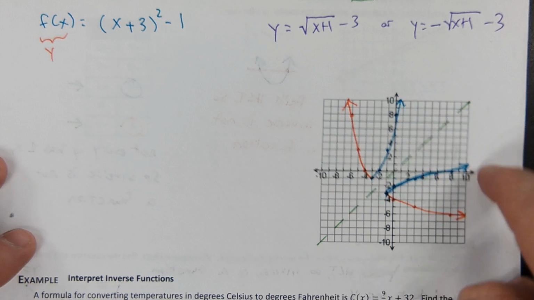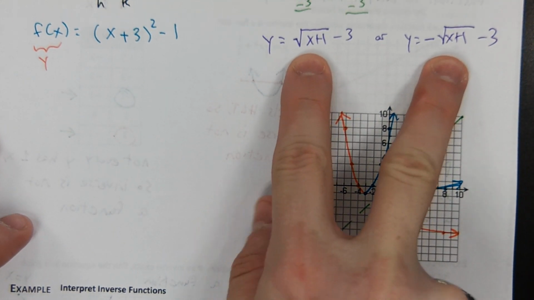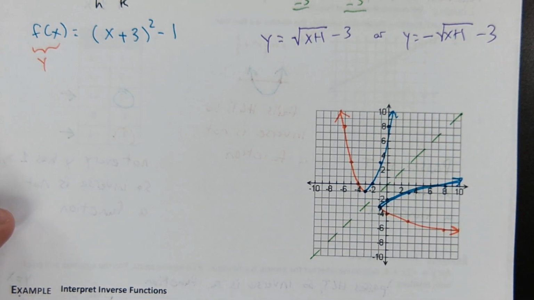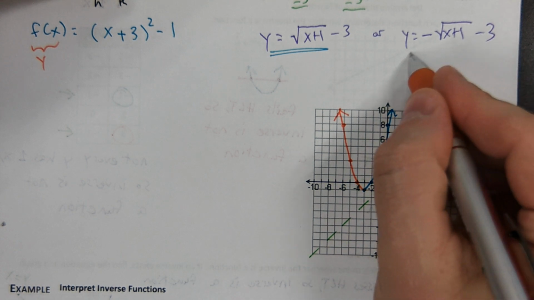Which one do you think is the blue one? The positive radical or the negative radical? The positive radical is the blue one. So this one was blue. This one was orange.